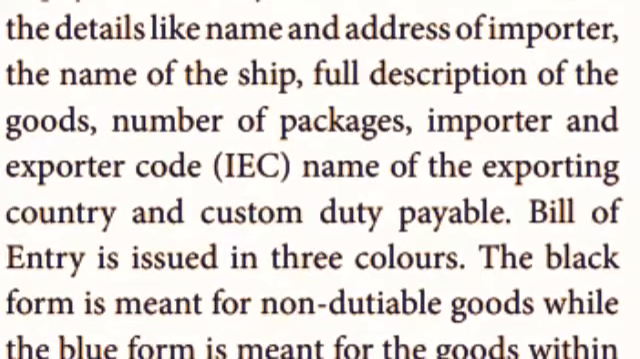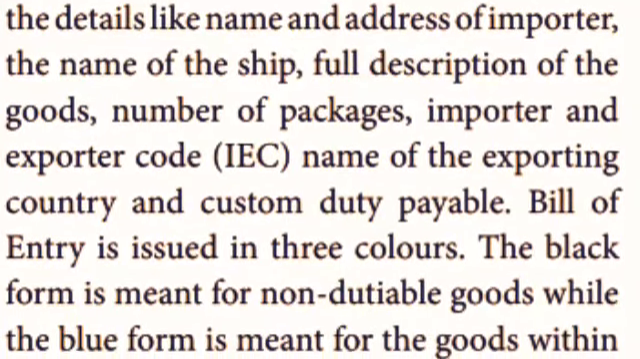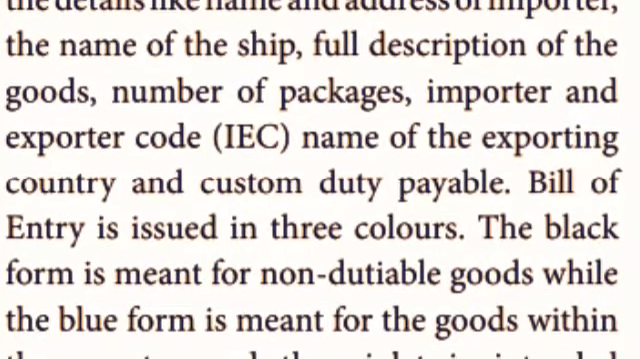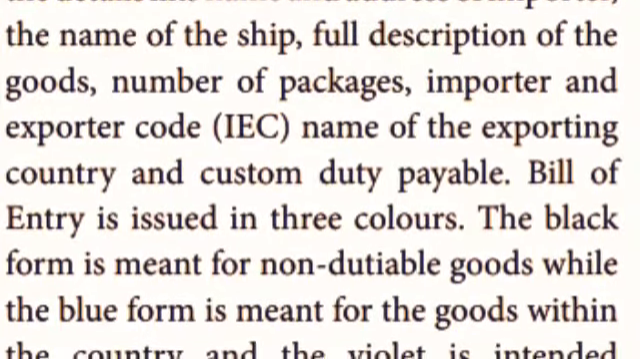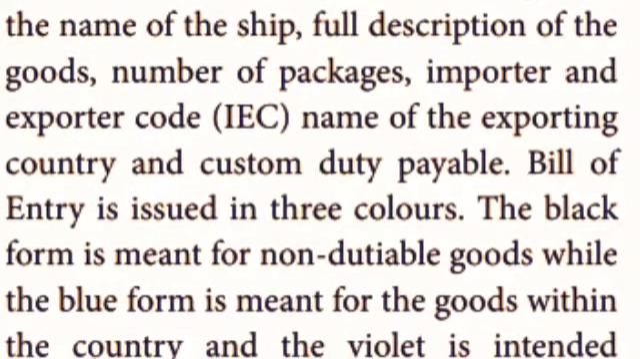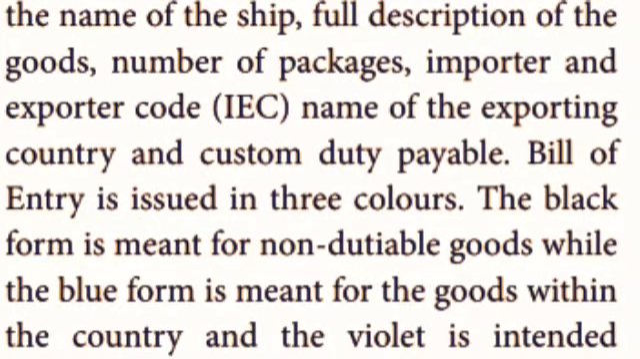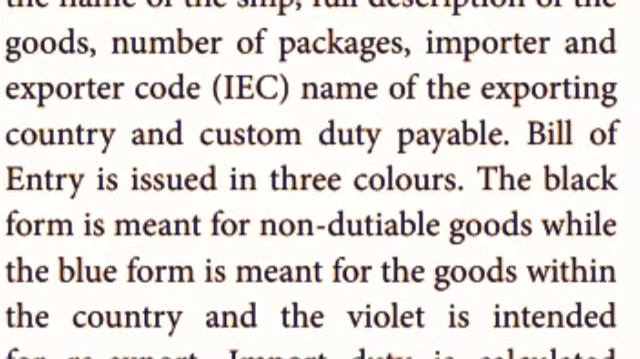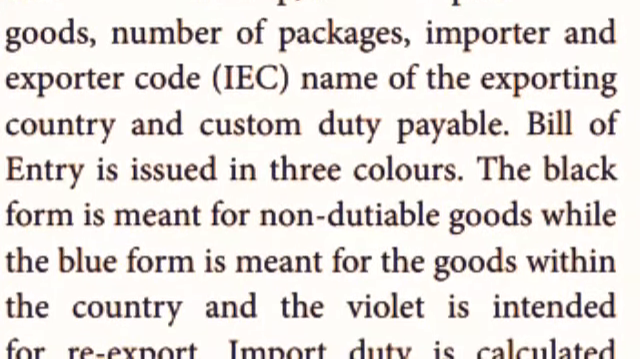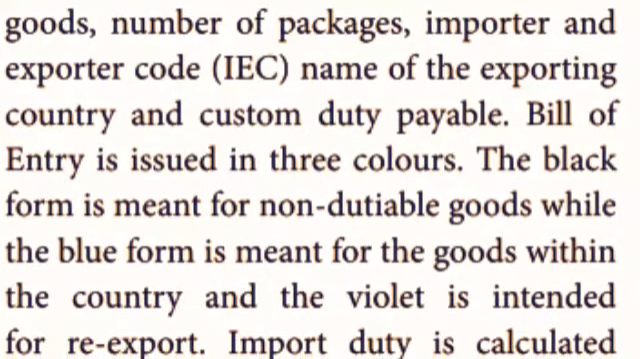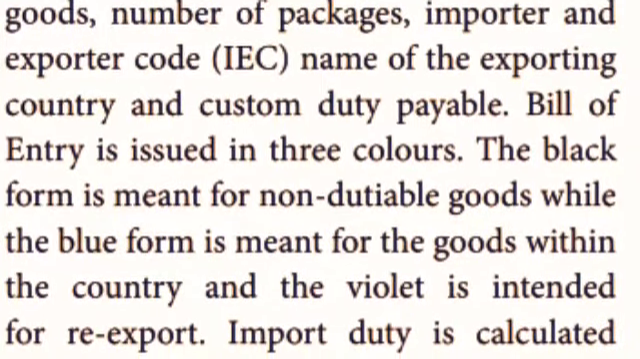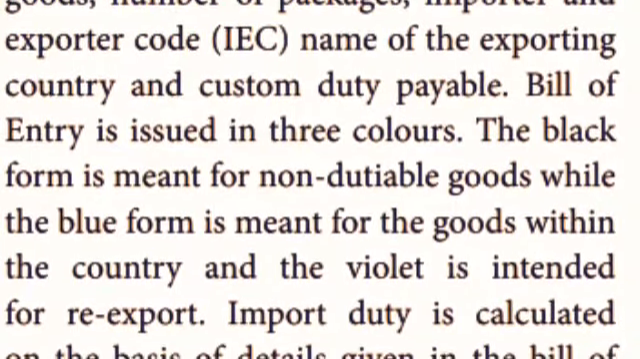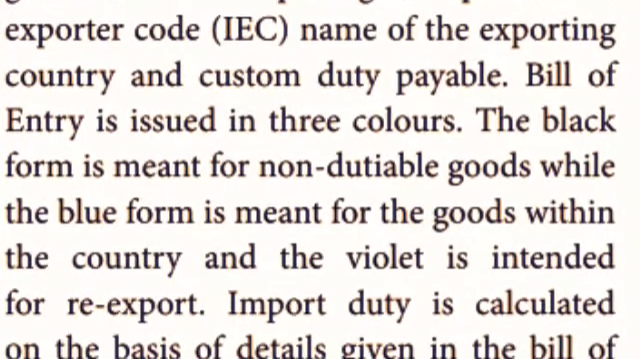So everything is in that, we have to store it: which product, how many packages, to whom it has to go, who sent it, and on which date it was delivered and sent, on which date we have to deliver. Everything is in that document. So the bill of entry is issued in 3 colors. The black form is meant for non-tradable goods, while the blue form is meant for goods within the country, or the violet. So they divide the bill of entry into 3 colors.